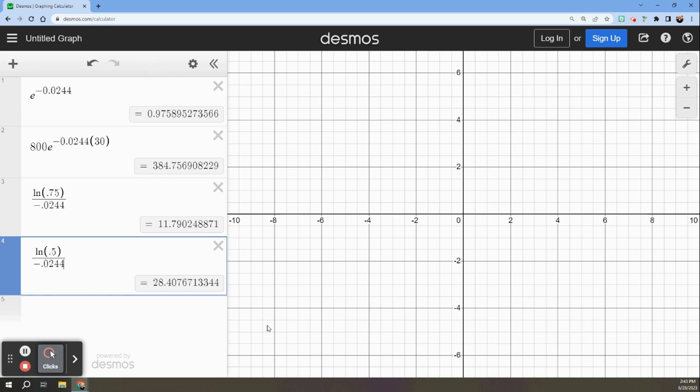So again, half-life refers to how long will it take for half of the material to be left.